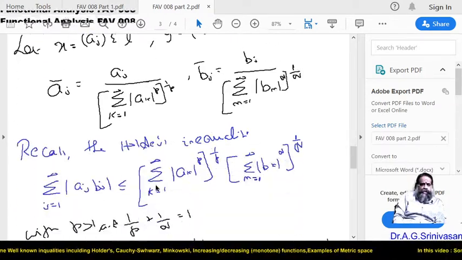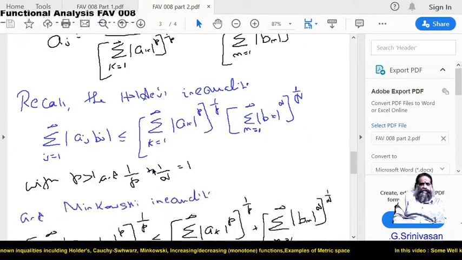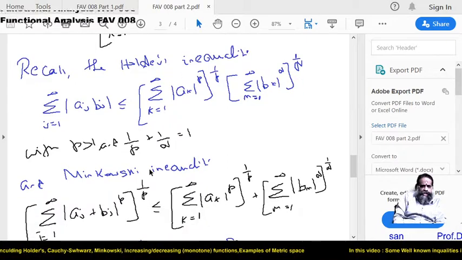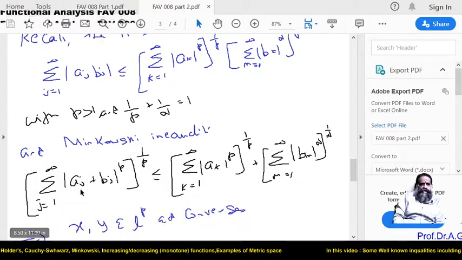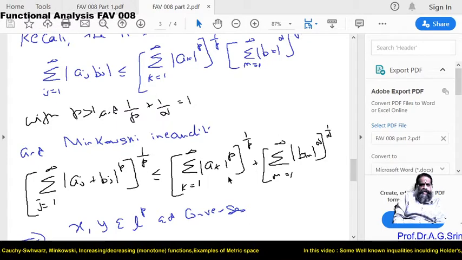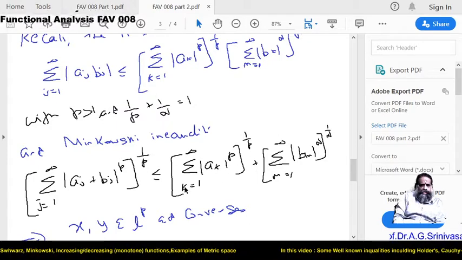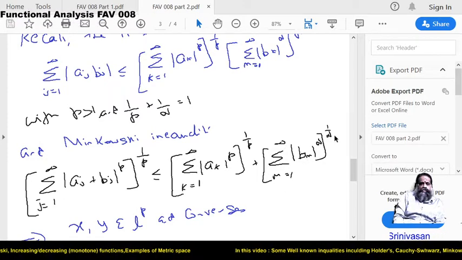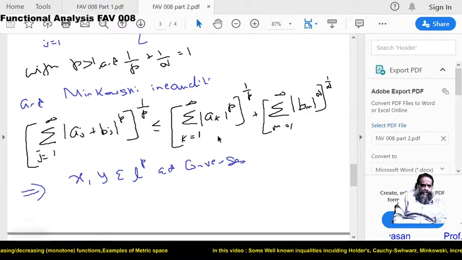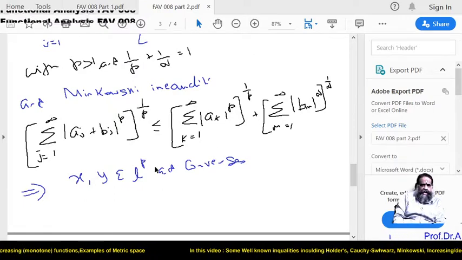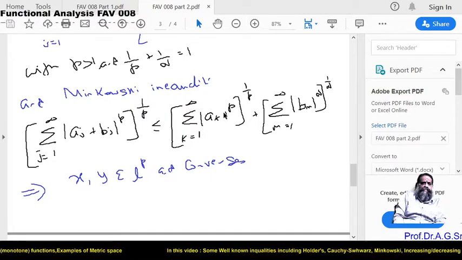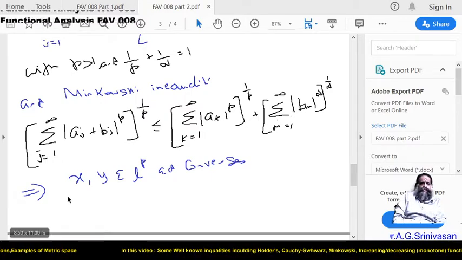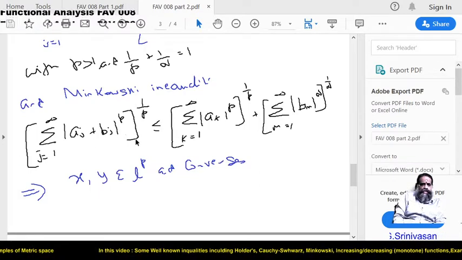I'm using Holder's inequality just to verify this. Now because p is greater than 1 and 1/p + 1/q = 1, we use Minkowski's inequality: (sum over j of |aj + bj|^p)^(1/p) is less than or equal to (sum over k of |ak|^p)^(1/p) + (sum over m of |bm|^q)^(1/q). So this shows this is finite, because we have chosen x from l^p space and y from l^q space, and these are finite. So x, y converge, and this also converges.